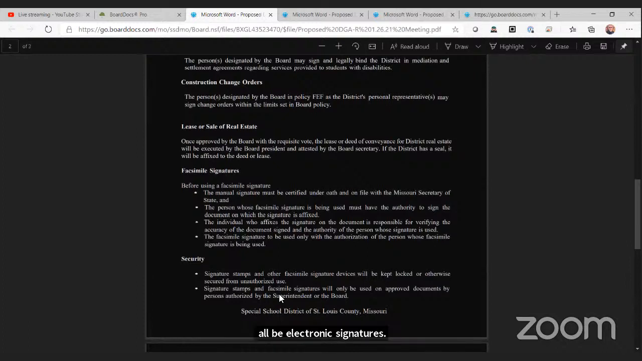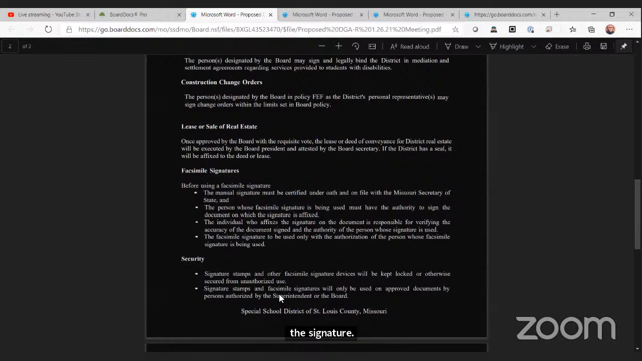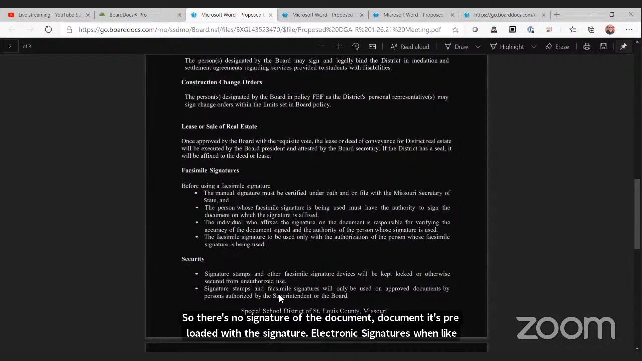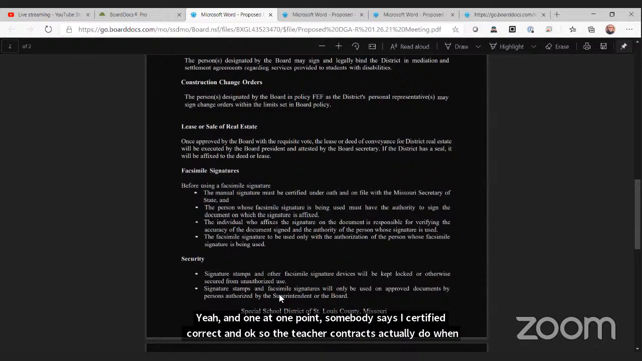So a facsimile signature is basically, let's say, a stack of 1,000 pieces of paper with the letterhead and the signature. Yep. And at one point, somebody says, I certified. Correct. Like in the case of the teacher contracts, Dr. Cuneo, when you became president of the board and we had you submit your signature and authorize me to use your signature on teacher contracts for this school year, that would be a facsimile signature. Yeah, that's what I was wondering. But when I sent the contract to the teacher, they had to electronically sign it in order for it to be in effect. So that would be the difference.